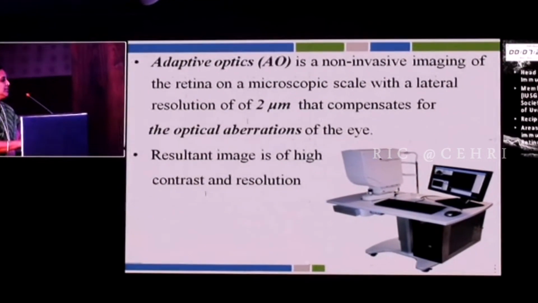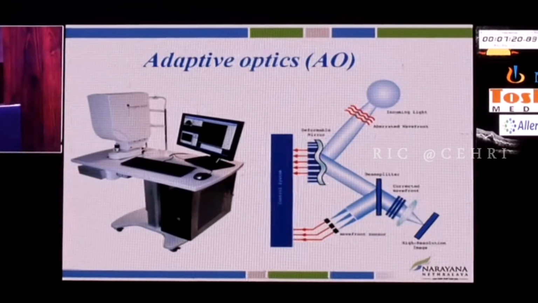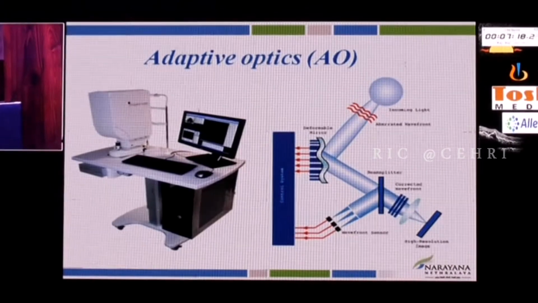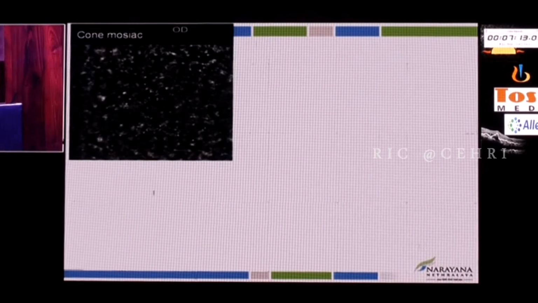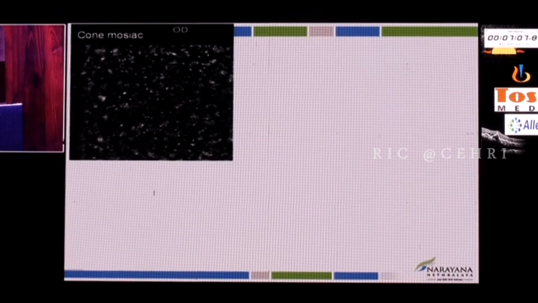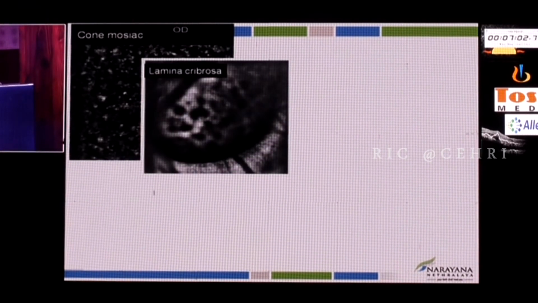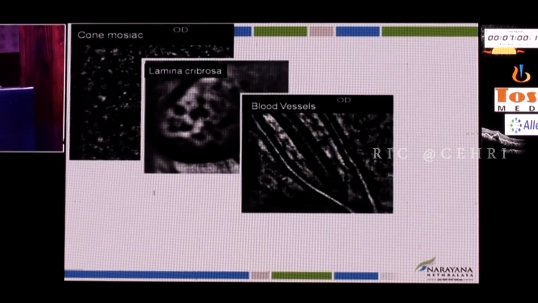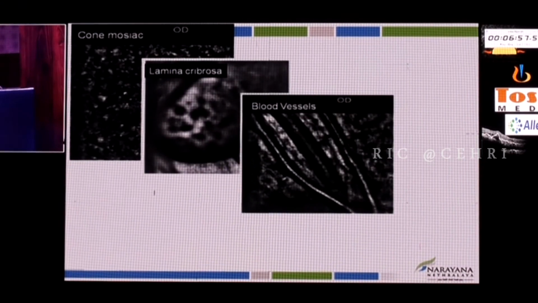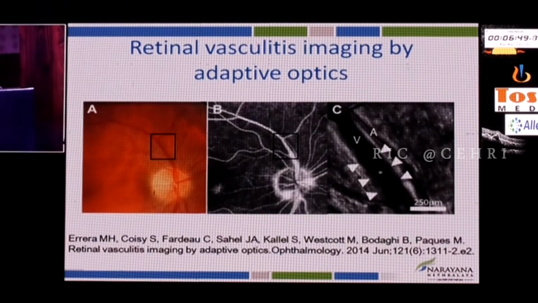Adaptive optics is a non-invasive imaging of the retina at the microscopic level with a lateral resolution of 2 micrometer that compensates for the optical aberrations of the eye. It uses the astronomical principle, and I'll be sharing my experience using the RTX1 machine from Imagine Eyes. With adaptive optics, we can study the cone mosaic pattern, do cone cell counting, and study the optic nerve head with the lamina cribrosa. In the blood vessels, we can see the lumen and the wall to lumen ratio of the retinal vessels, and RPE. These are the 4 structures we can study with adaptive optics.